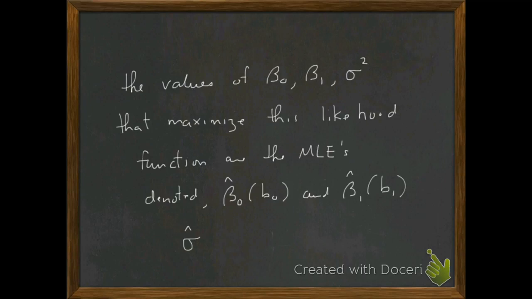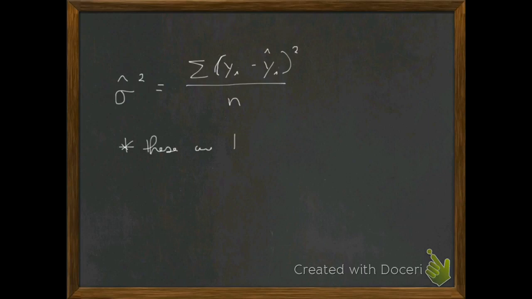I'm not going to make too much out of this here because we also have that. And just while I'm on it, the solution to this, which is going to play a role when we get into the ANOVA, is this. Obviously, these are the same estimators we get when we do least squares.